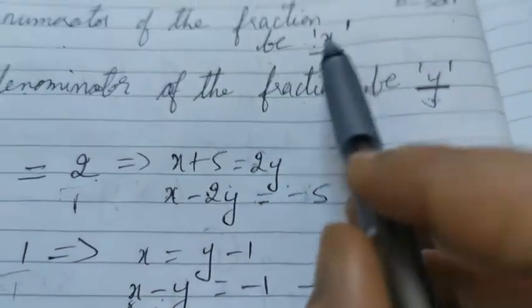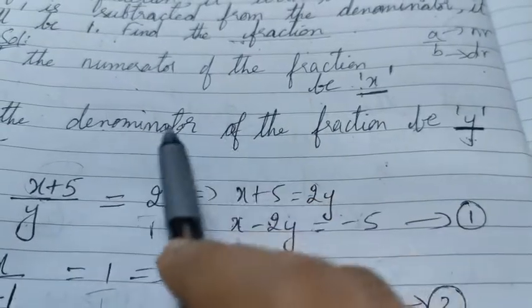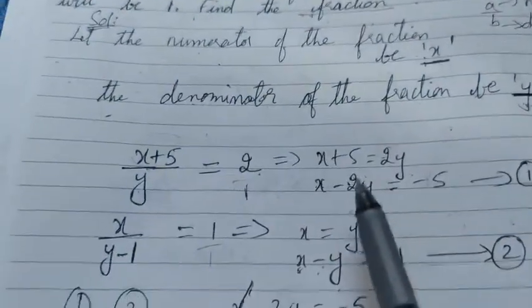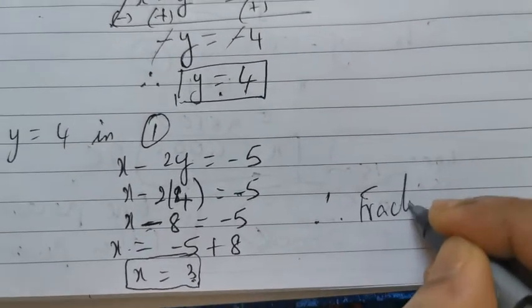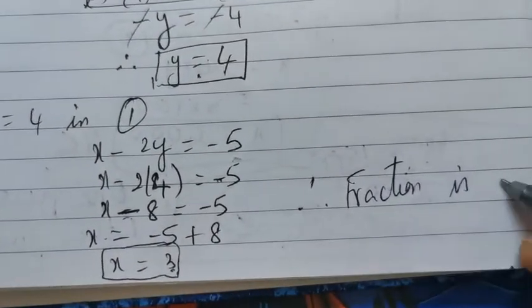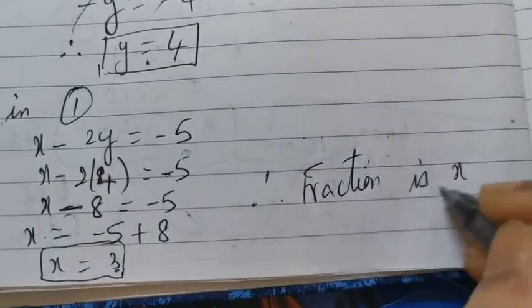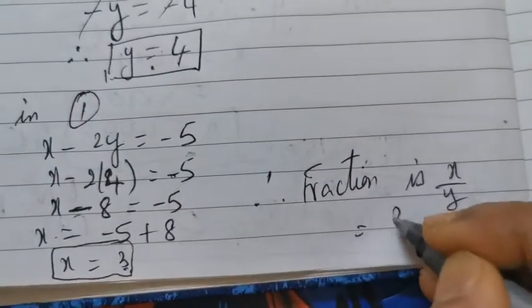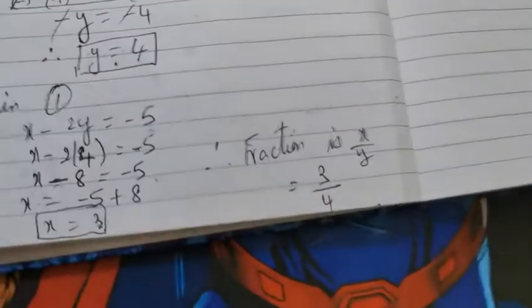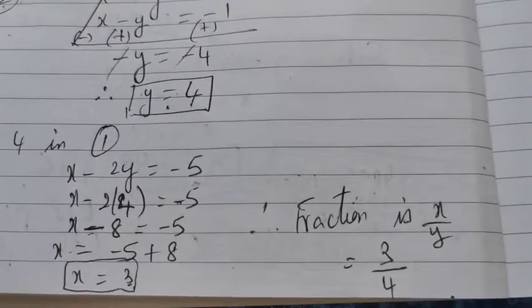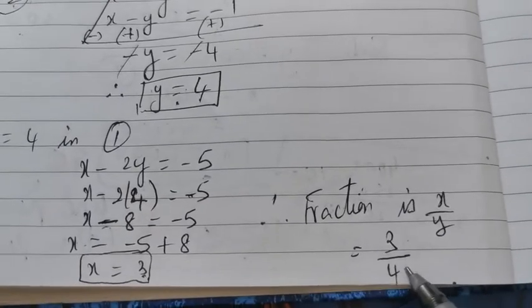We assumed x as the numerator and y as the denominator. Therefore, my fraction is x by y, which is equal to 3 by 4. So this is my fraction.